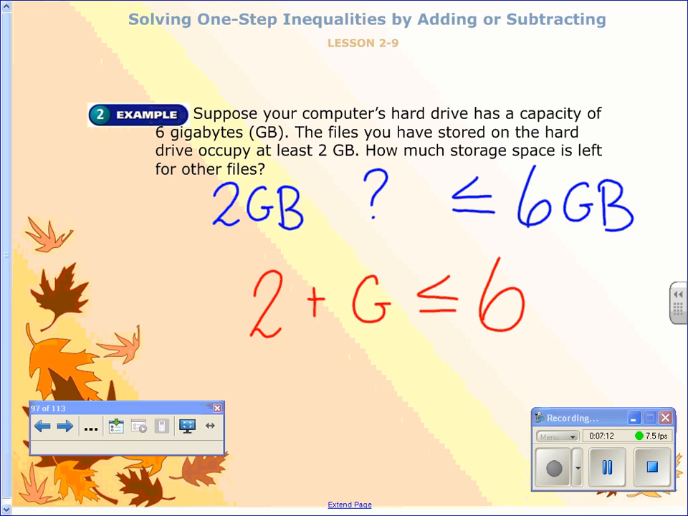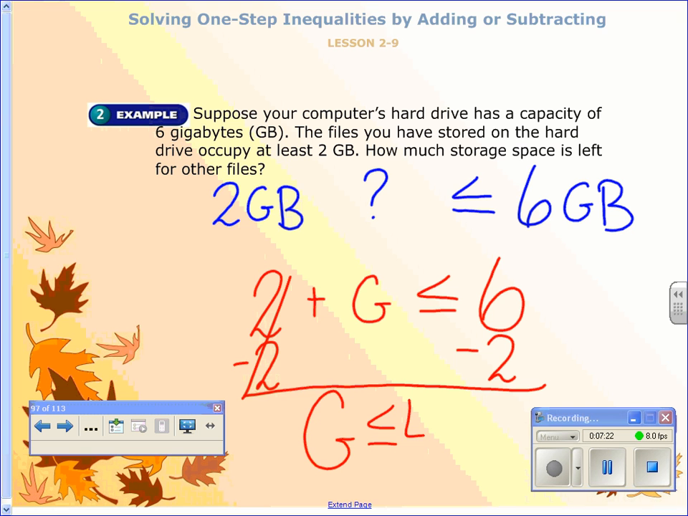So now you had to solve for G. Well, you look on the same side as this 2, so I subtract it. And I'm left with G is less than or equal to 4 gigabytes. All right. So that is what you should have had for an answer.